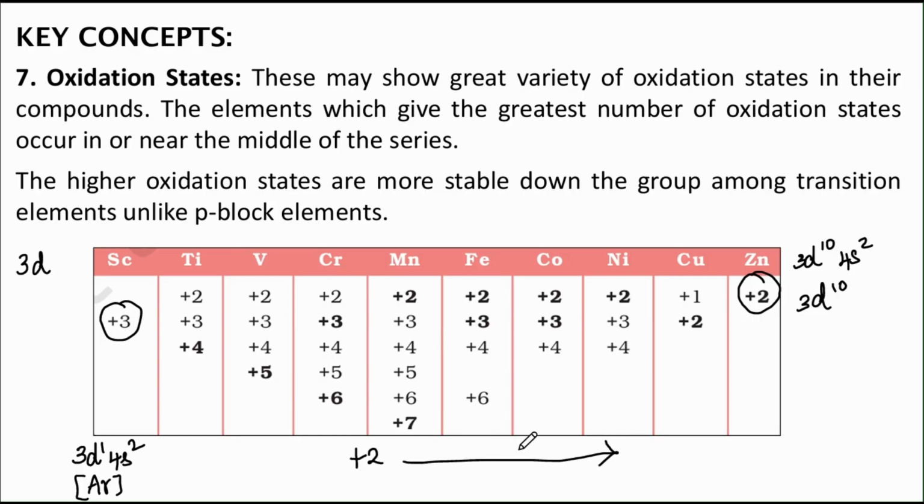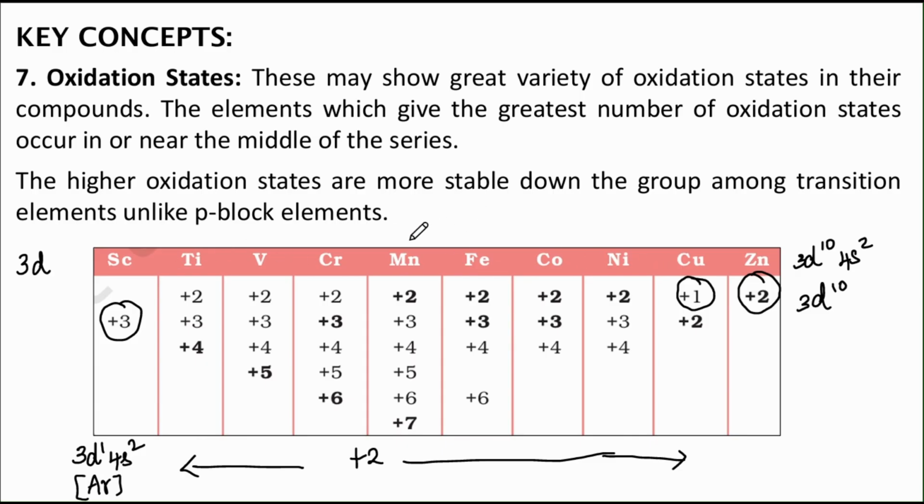Then if you see the elements present in the middle, all these elements exhibit the +2 oxidation state. So in all these elements the +2 oxidation state is common, and copper is the only element in which the +1 oxidation state is also possible. So throughout this 3d series, copper is the only element which can exist in the +1 oxidation state.